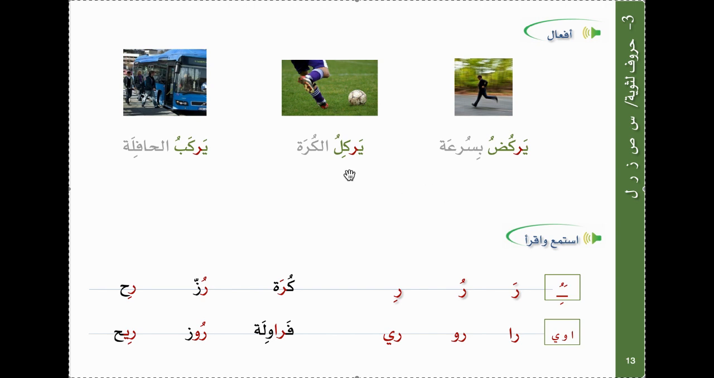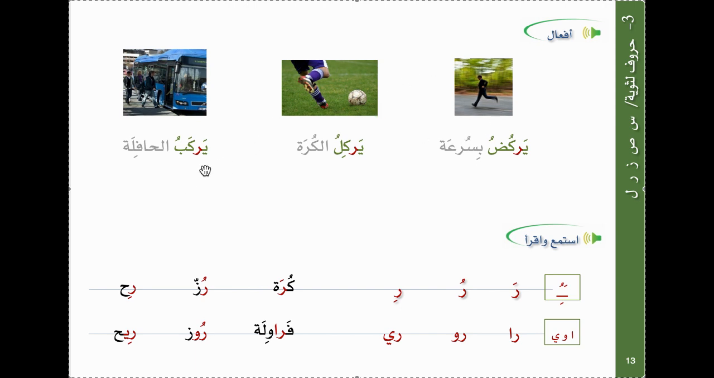Okay, next one. يركل الكرة. يركل means he is kicking. He is kicking, will kick, does kick. Any kind of present or future tense will do for any of these verbs. يركل الكرة. He is kicking the ball. الكرة, the ball.